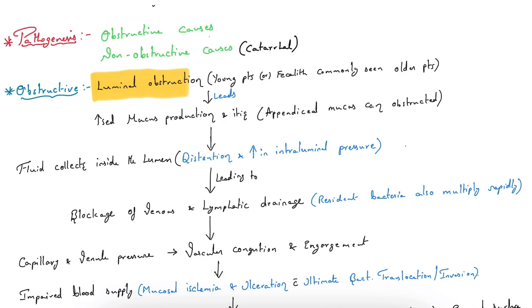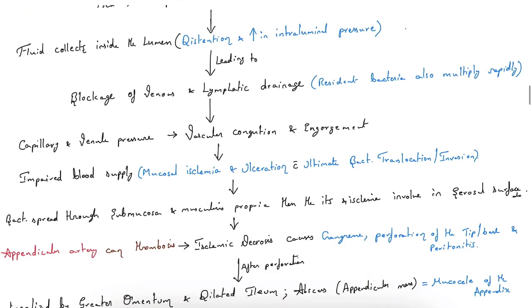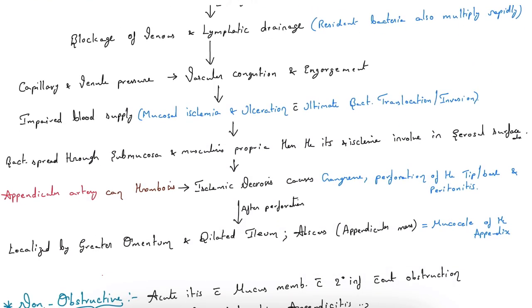Then we can see distension and increased intraluminal pressure, and it leads to blockage of venous and lymphatic drainage. Whenever the lymphatic drainage and venous drainage are blocked, the bacteria increase rapidly and multiply. Then we can see capillary and venule pressure, vascular congestion, and engorgement. Then it will impede blood supply, causing mucosal ischemia and ulceration with ultimate bacterial translocation and invasion.